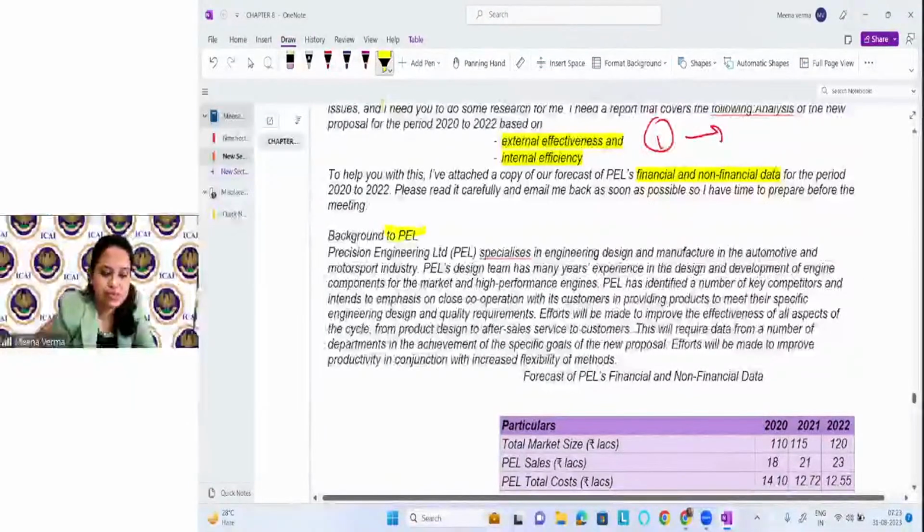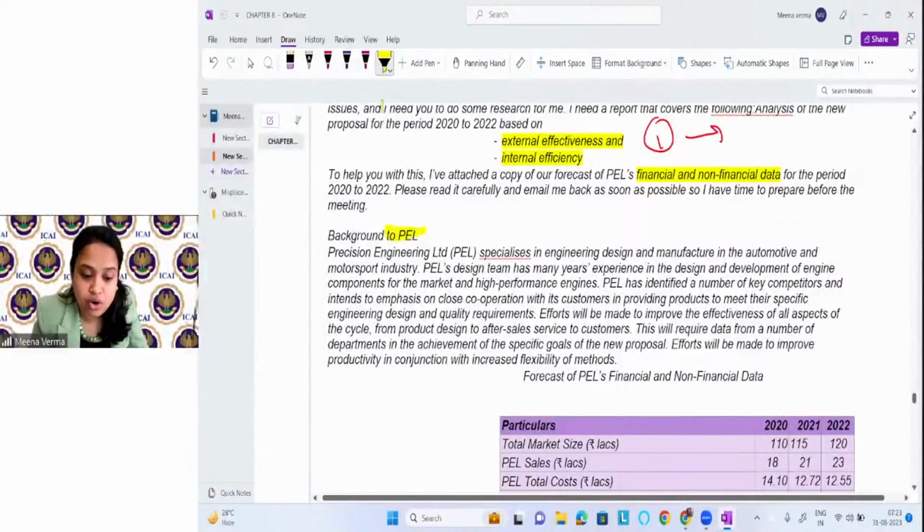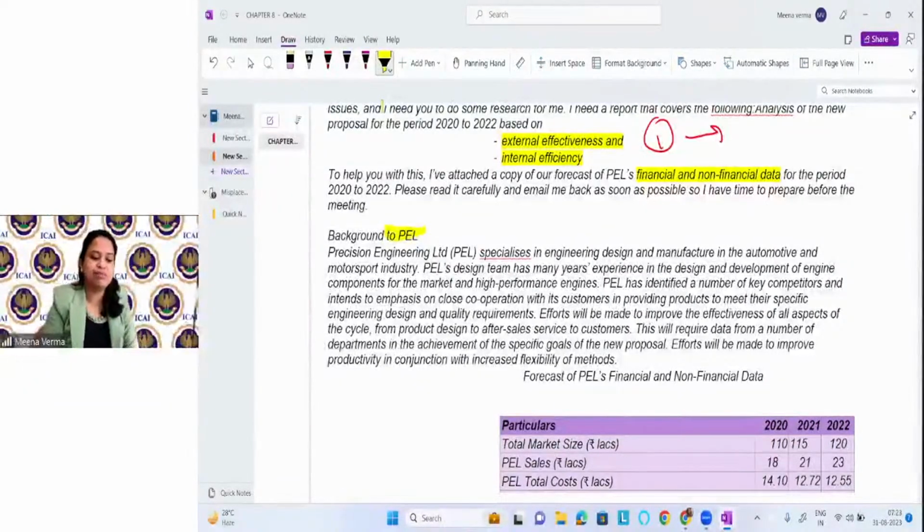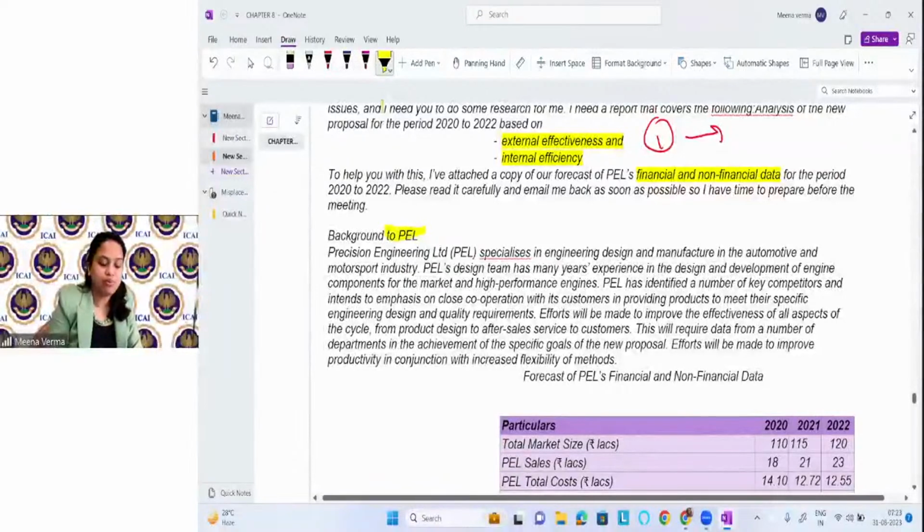What is the background of this company? The name of the company is Precision Engineering Limited. It specializes in engineering design and manufacture in the automotive and motorsport industry. The PEL Limited design team has many years of experience in the design and development of engine components for the market and high performance engines.